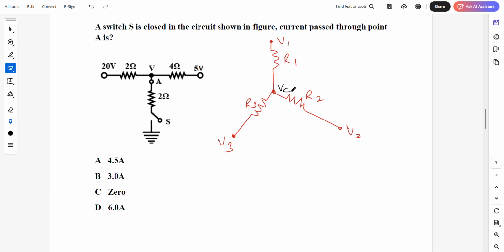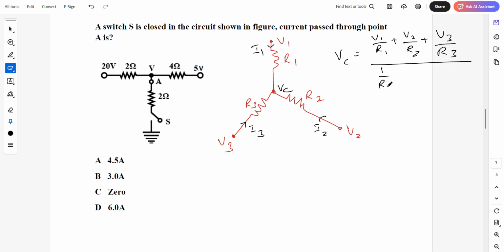I will take the current flowing from here as I1, this as I2, and this as I3. Now, what is VC? VC is equal to V1 by R1 plus V2 by R2 plus V3 by R3, divided by 1 by R1 plus 1 by R2 plus 1 by R3. Now, how to calculate I1?